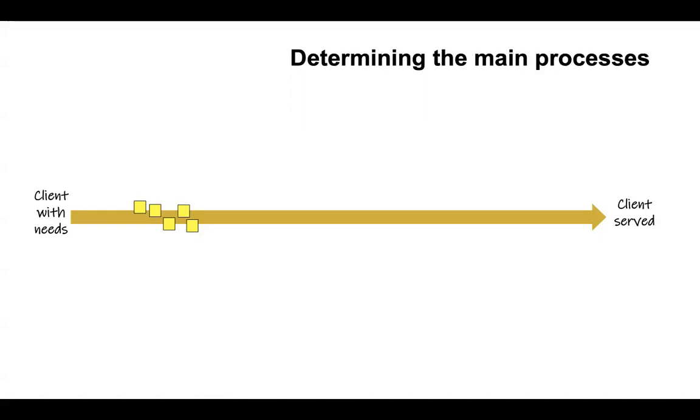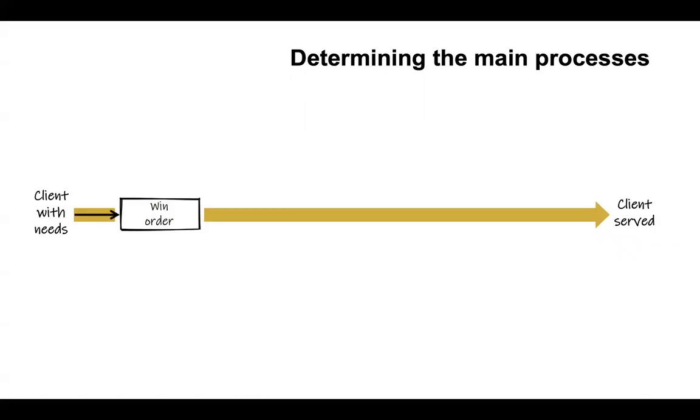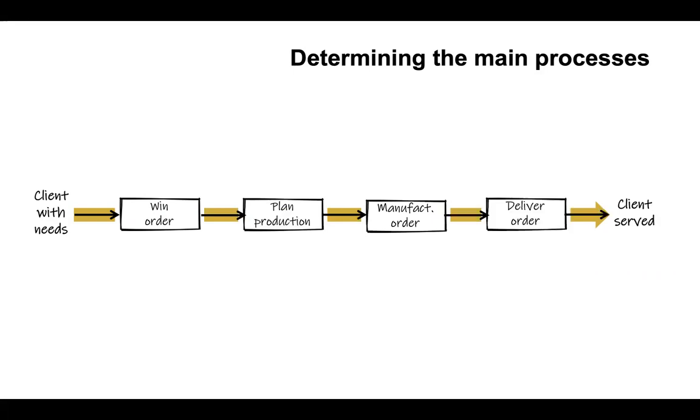After that kind of brainstorming, one can start to aggregate sticky notes that belong to a flow of activity. So you will organize or reorganize the sticky notes in a chronological order in a flow of activities. For example, I can replace those 5 sticky notes saying that they belong to the same process called win order. Repeating the technique for other sticky notes, we develop the central sequence of processes: plan production, manufacture the order, and deliver the order.